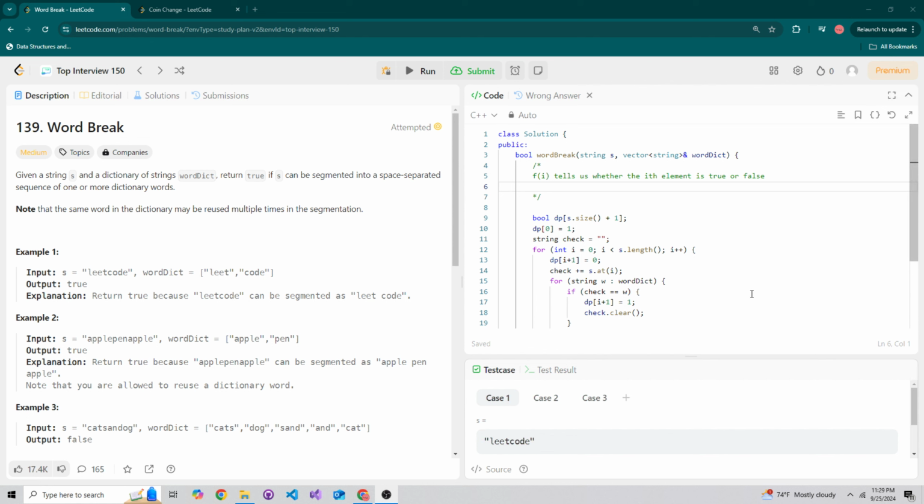So I did two problems today. Unfortunately, both of them were wrong, but they were only partially wrong. So this one right here, word break, the one that I was doing yesterday.